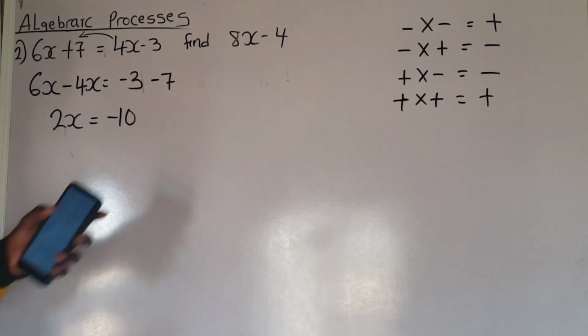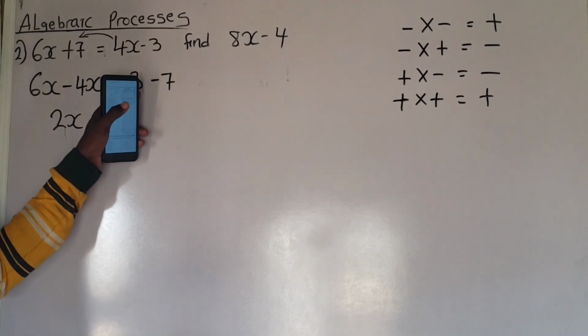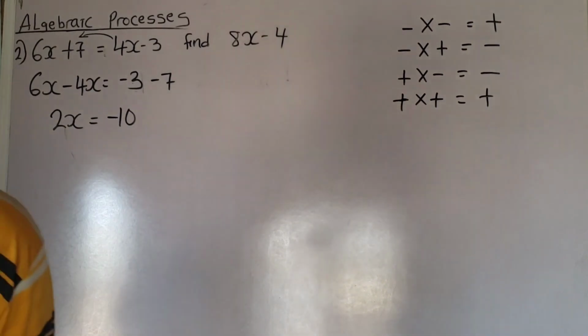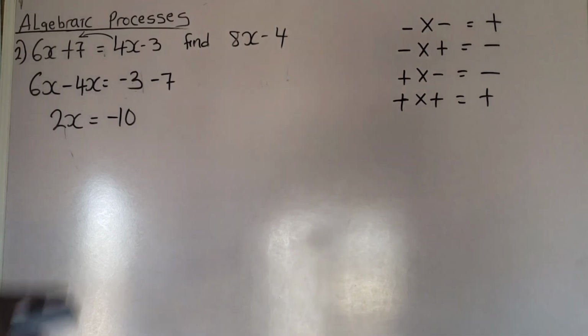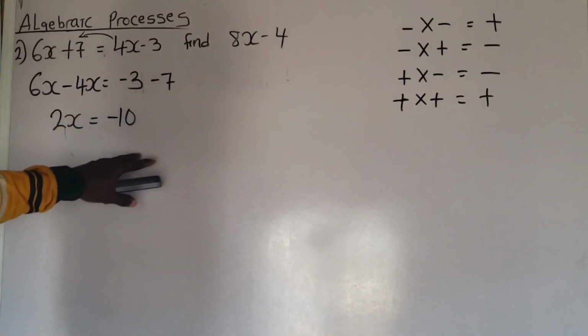I'm very sure you understand. Negative 3 minus 7. That means that, let's say you are owing someone 3 naira, then you are still owing another person 7 naira. How much are you owing together? That means you are owing 10 naira. You understand what I'm saying? So that's it. Negative 3 negative 7, that is what? Negative 10.